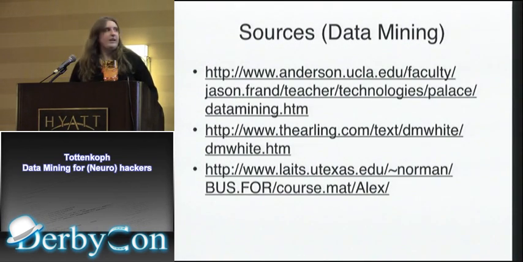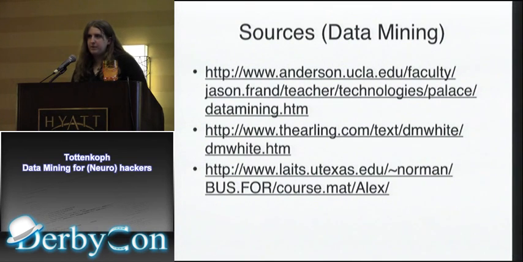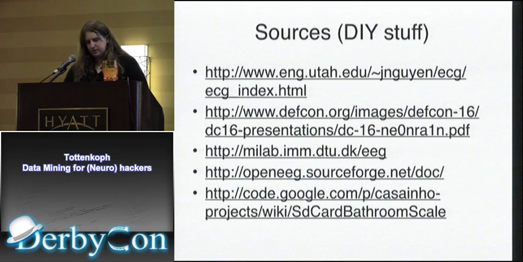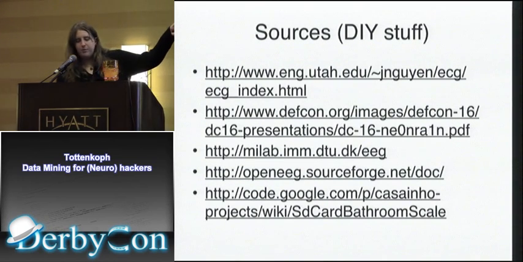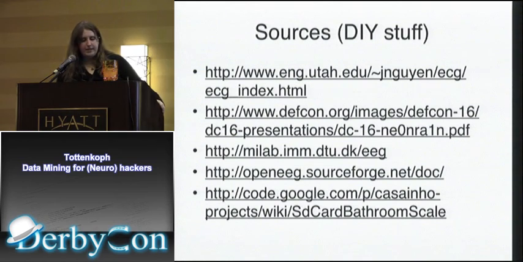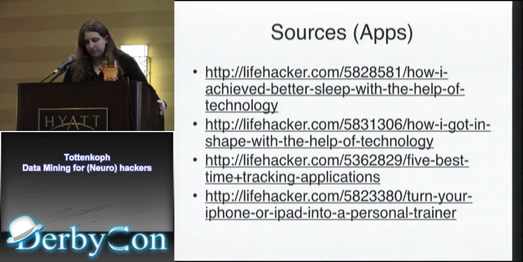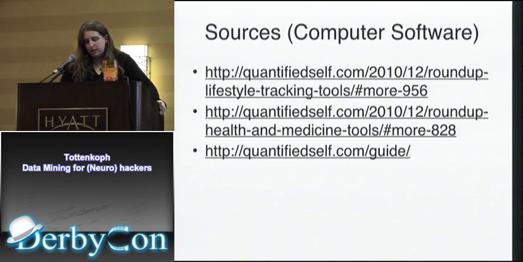And then I have all these sources that will be available on my website, or if you really care, I'll put them on Twitter or whatever. This DIY stuff. The top one is the guy who made the do-it-yourself ECG for under $50. I stole quite a few ideas from Neon Rain, because she's been doing a lot of stuff with EEG and EKG. The Open EEG project from SourceForge and the Google code page. All the apps I stole from Lifehacker Lists about 2 weeks ago. Computer software is the Quantified Self website.